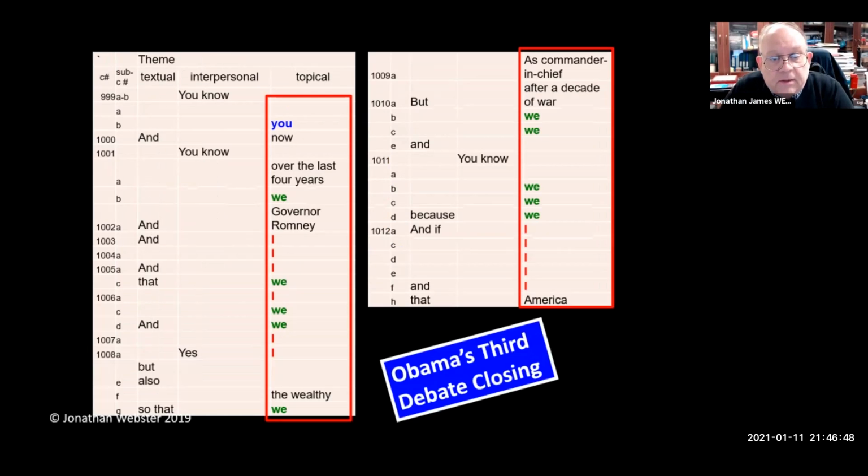But the third debate, notice how I and we appear throughout that closing statement. The first person singular, first person plural. What's he doing? He's making a connection with his audience. He doesn't lose them on a wide range of topics. Rather, he focuses on the interpersonal connection. And that's what's coming through in theme. In other words, he's strictly sticking to I, we.